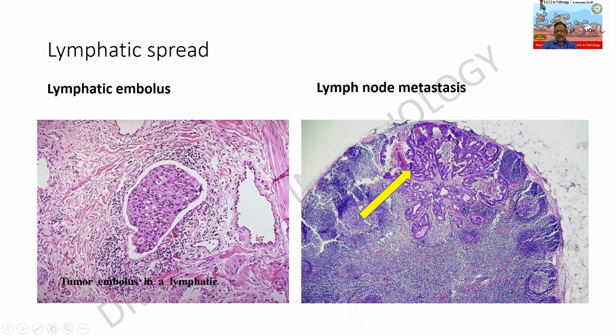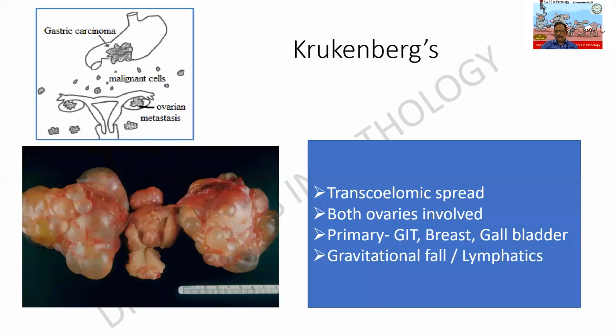And this incidentally is an embolus. This is a lymphatic channel which is normally not seen, but this is showing tumor. So this is a lymphatic embolus in a case of cancer.